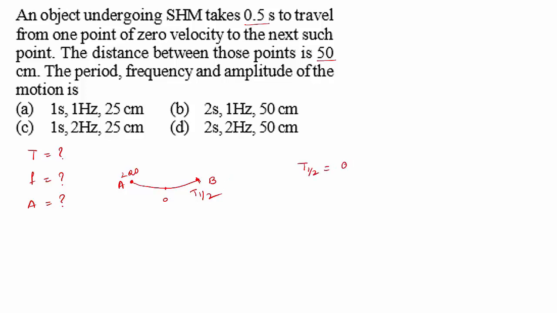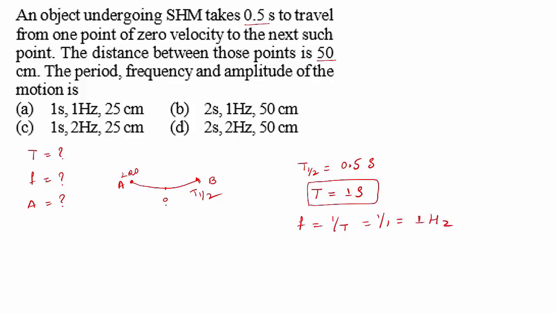How much time will it take? 0.5 second it is given. Then we have to calculate the total time. Half of the time is 0.5 second, then the total takes 1 second. This is the time period. Then come to frequency, f equal to 1 by T. 1 by T will be 1 by 1, that gives 1 hertz.